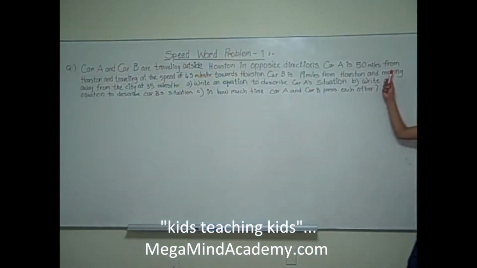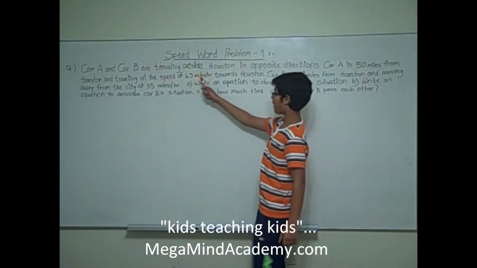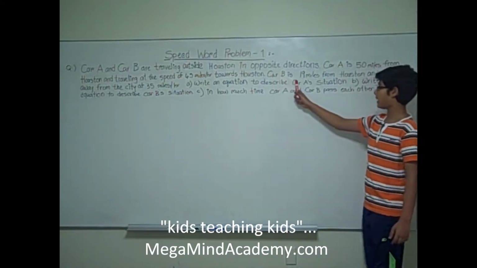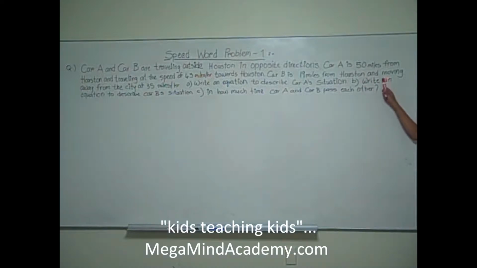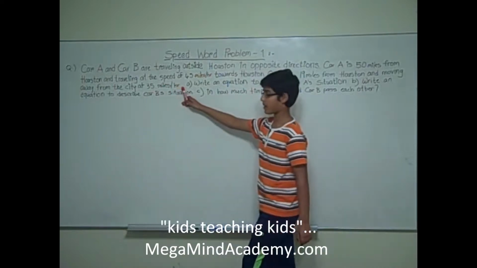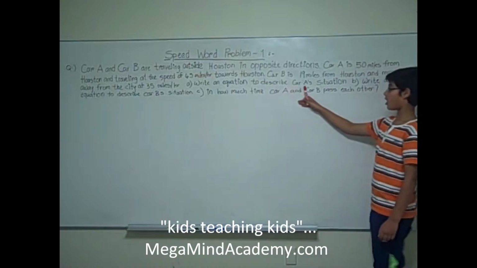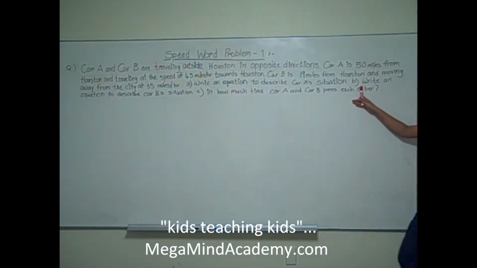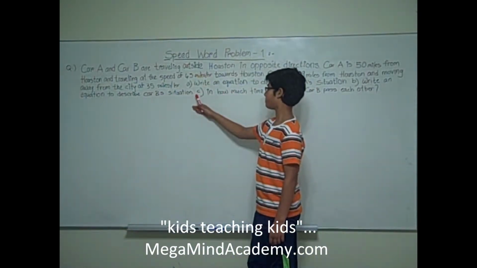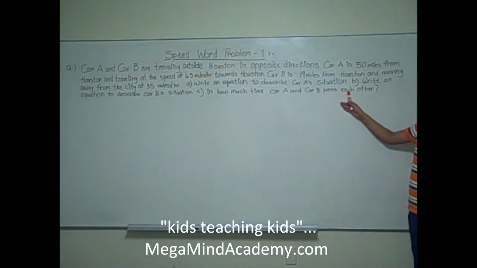Car A is 50 miles from Houston and is traveling at the speed of 45 miles per hour towards Houston. Car B is 19 miles from Houston and is moving away from the city at 35 miles per hour. A. Write an equation to describe car A's situation. B. Write an equation to describe car B's situation. And C. In how much time will car A and car B pass each other?